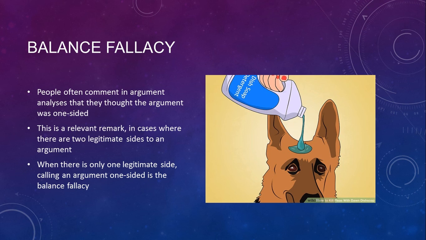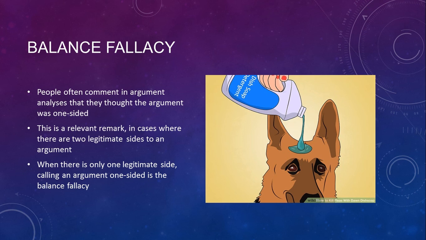Okay, so the balance fallacy. This one comes up a lot, comes up a lot in news. I take it this is the structure of the 24-hour news cycle these days, where people often comment on an argument that they thought was one-sided, and they cite this as a problem with the argument. They only considered one side of the argument, which is a relevant thing to consider.